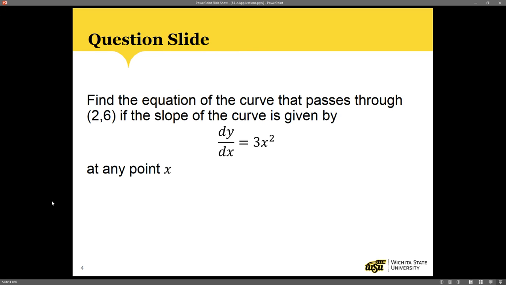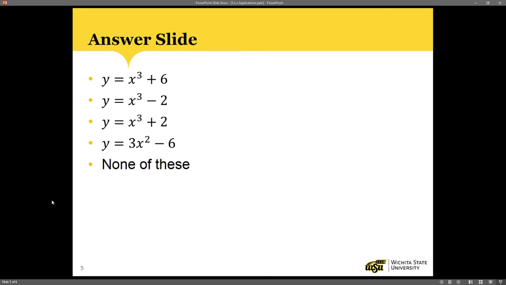And let's look at the answers that we can choose from. Is the solution y equals x cubed plus 6, y equals x cubed minus 2, y equals x cubed plus 2, y equals 3x squared minus 6, or none of these?